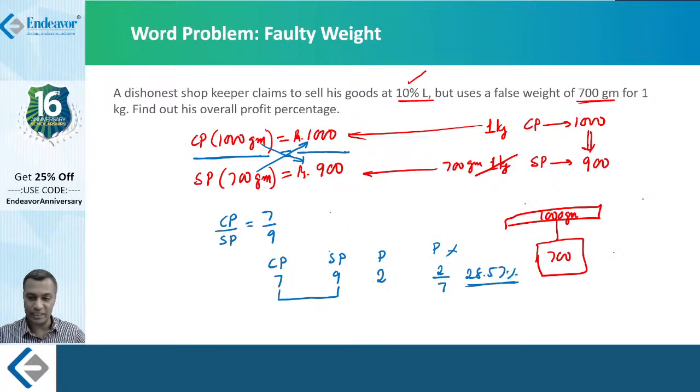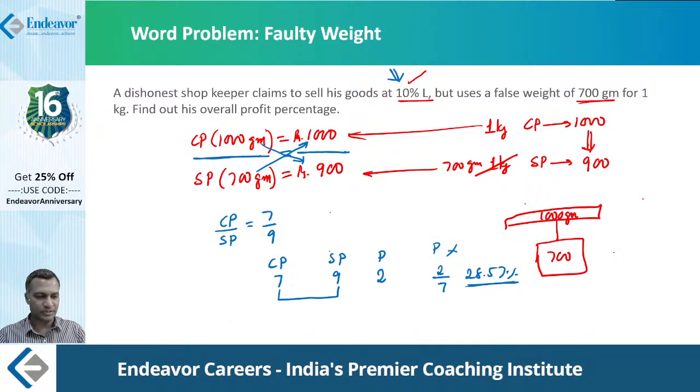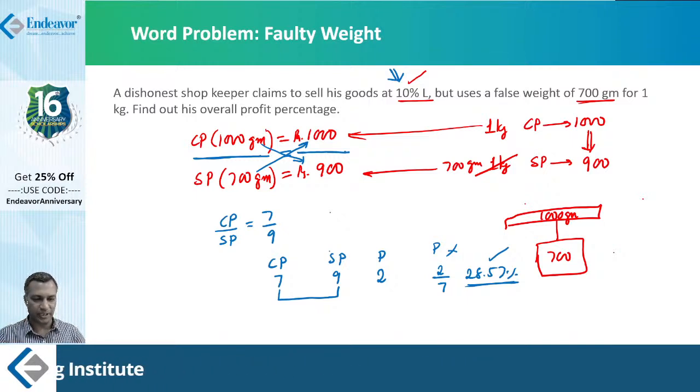But on the other hand, he is telling that I am making a loss of 10%. What a pitiful situation, right? He's saying that he's making a loss of 10%, but in reality, he's making 28.57% profit. Okay, you might have got a perspective on the faulty weights as well by now.